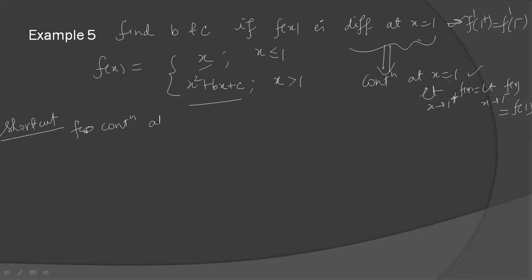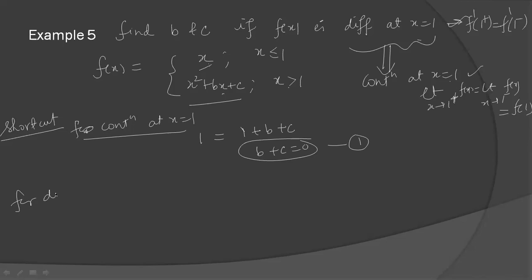Given continuity at x equal to 1, put x equal to 1 in both the left neighborhood and right neighborhood expressions. If you put x equal to 1, you will get 1 equal to 1 plus b plus c, because the function is given as continuous. So you will get b plus c equal to 0, one equation between b and c.